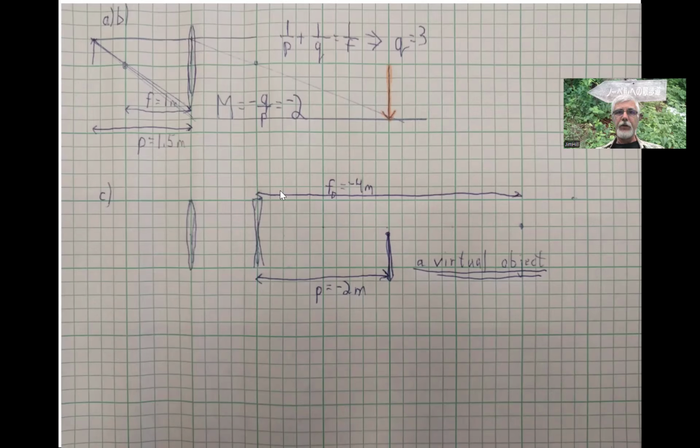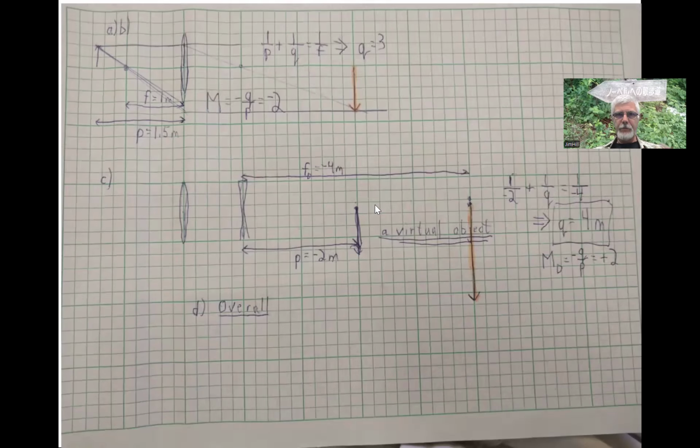The focal length, I've only drawn the focal point on this side. Frankly, I should have moved everything over so I could draw the focal point on the other side, because it's off the edge of the screen. But we've got P, we've got F, we have our equations. 1 over P plus 1 over Q equals 1 over F. And since P and F are both negative, I can get a positive Q, which I do.